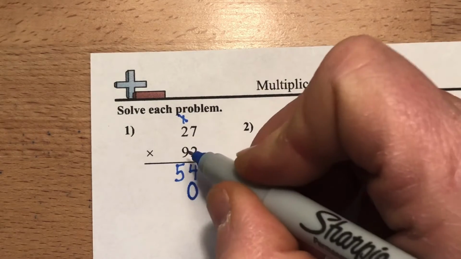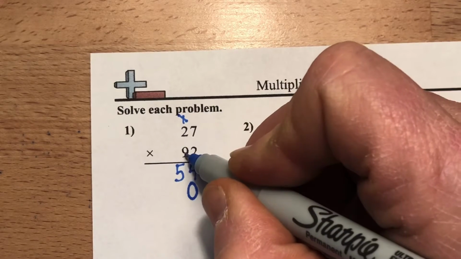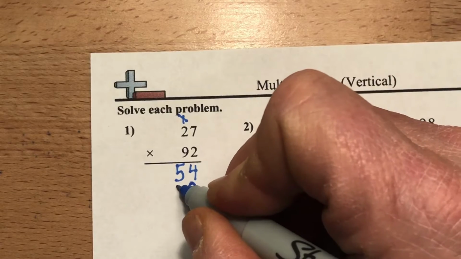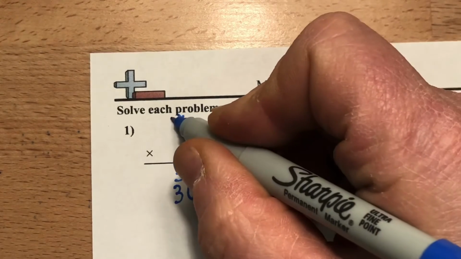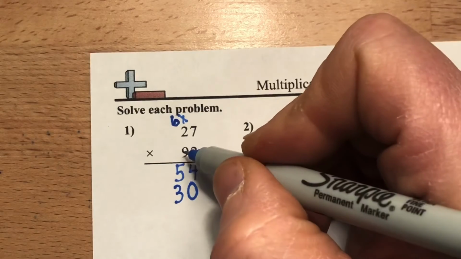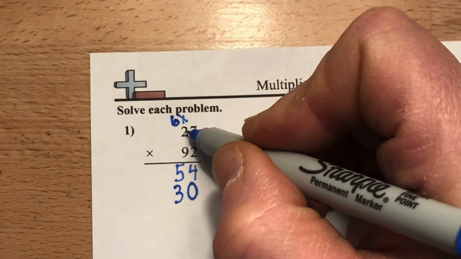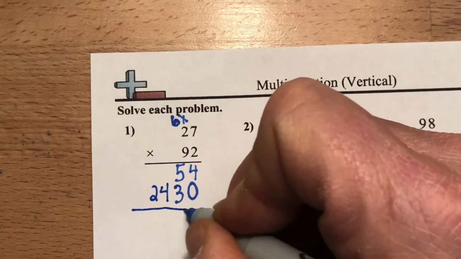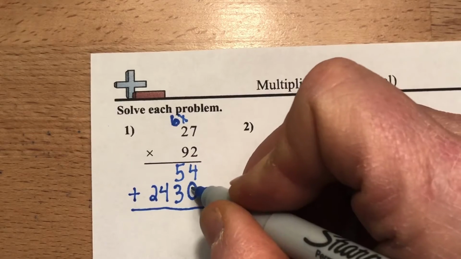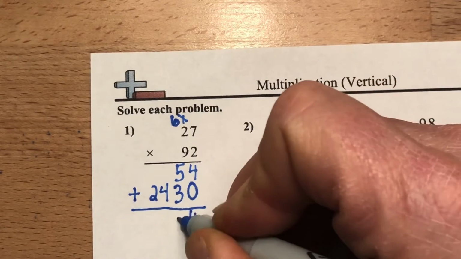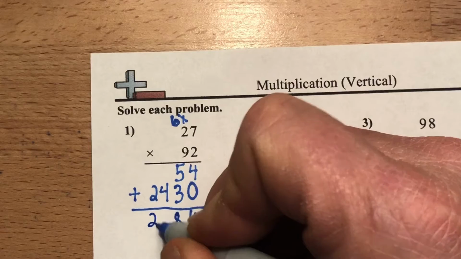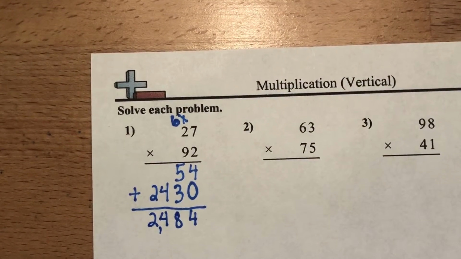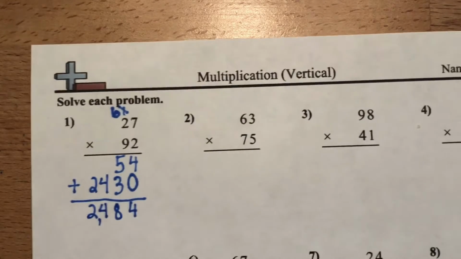Call that guy Bob. Then I'm going to treat the rest like ones. 9 times 7 is 63. So I put down the 3, carry the 6. Put it off to the side there. And then 9 times 2 is 18, plus 6, 24. Add it up. 4 plus 0 is 4. 5 plus 3 is 8. And this 24. 2,484. There it is. Okay, let's go to the next one.